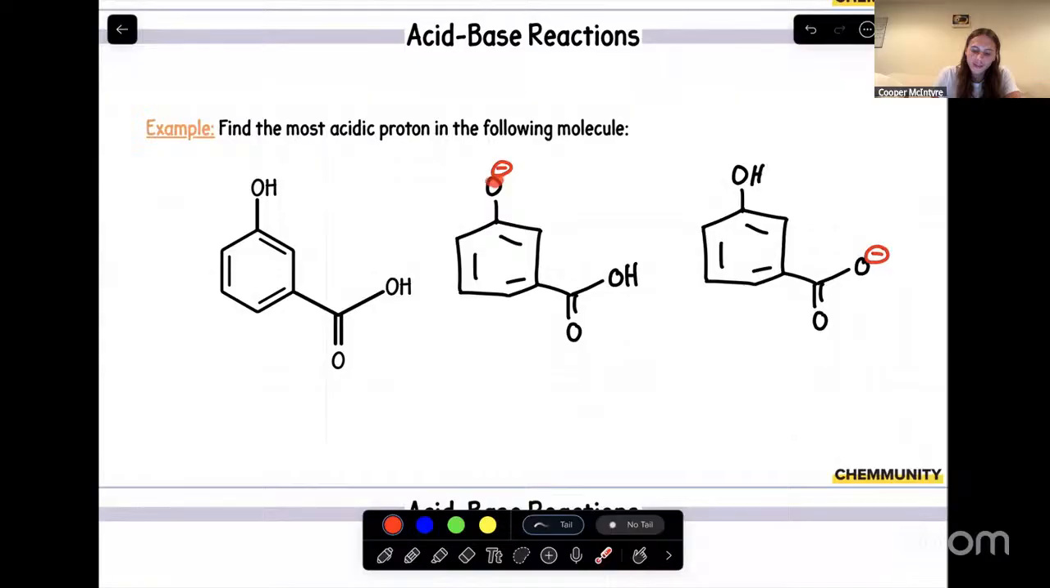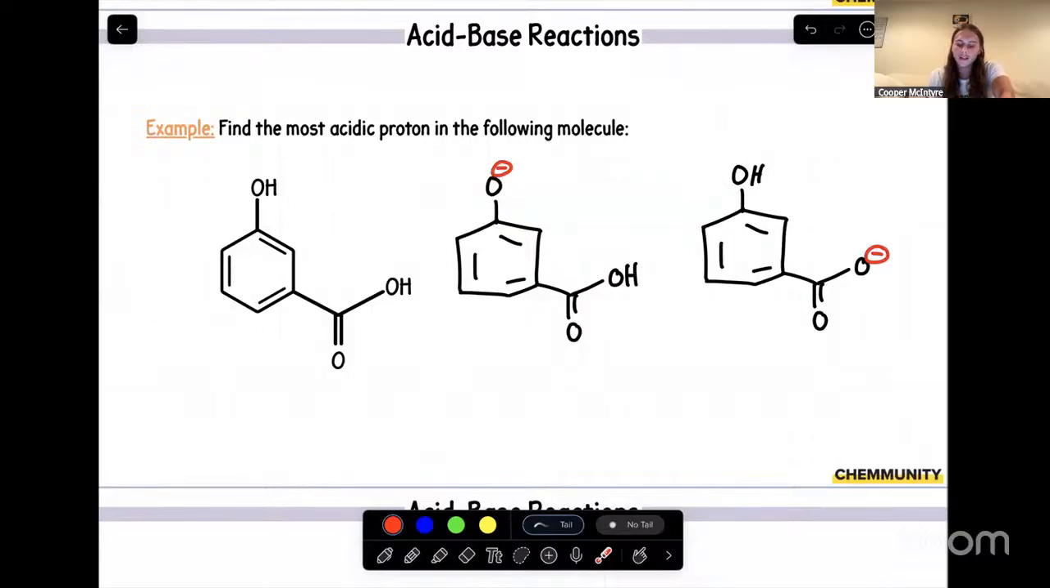So if we were to look at this negative charge, we could show all the resonance, but there are a lot of resonance forms. To sum it up, there would be a negative charge on this oxygen that can delocalize throughout this entire ring. So you might be thinking, okay, this negative charge has a lot of resonance. This one must be the most stable conjugate base.